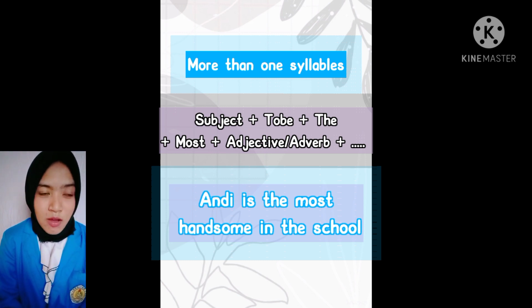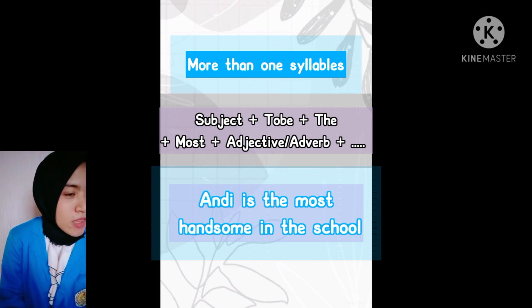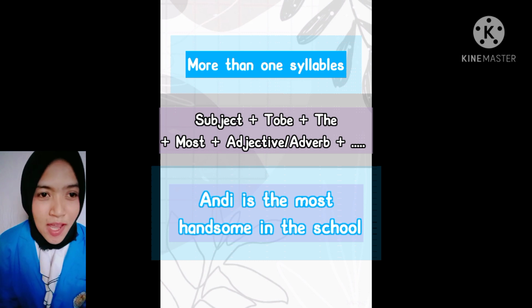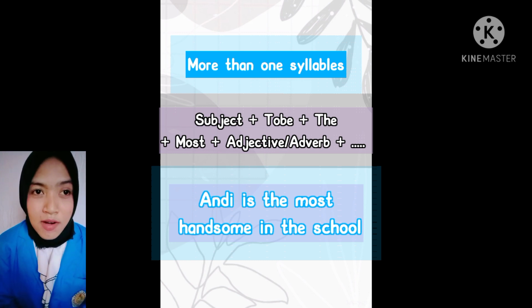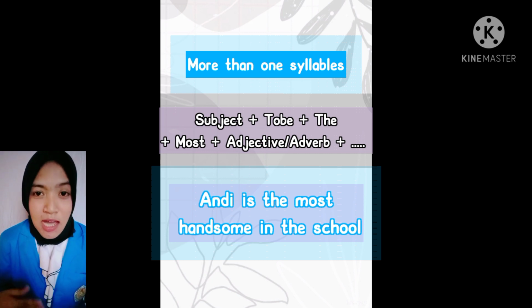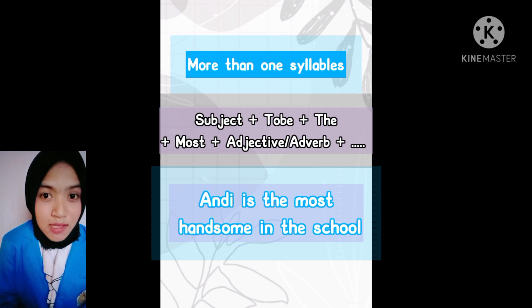Okay, for example, more than one syllable, like handsome. Can you count how many syllable in handsome, Rara? Yes, that's right, Rara. In handsome, there are 2 syllable. Okay, handsome. So we will use the most. For example, like this one. Andi is the most handsome in the school.